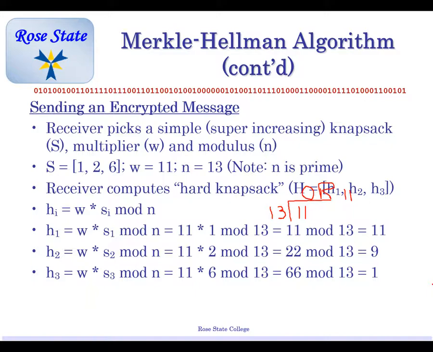Okay? Our third digit of our simple knapsack is 6. So 11 times 6 is 66. 13 goes into 66 a few times. The remainder is 1. It's like 5, I think, isn't it? Yeah, 5. So 5 times, remainder of 1. So the answer, our hardened knapsack is now 11, 9, and 1.